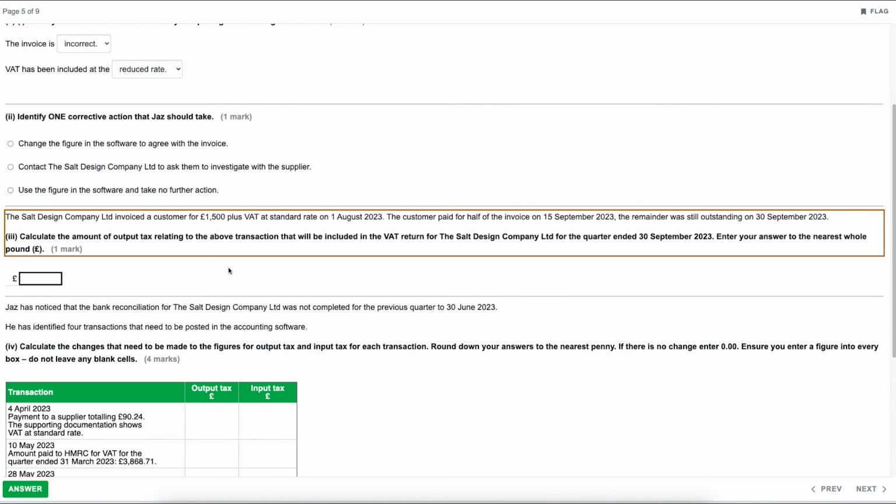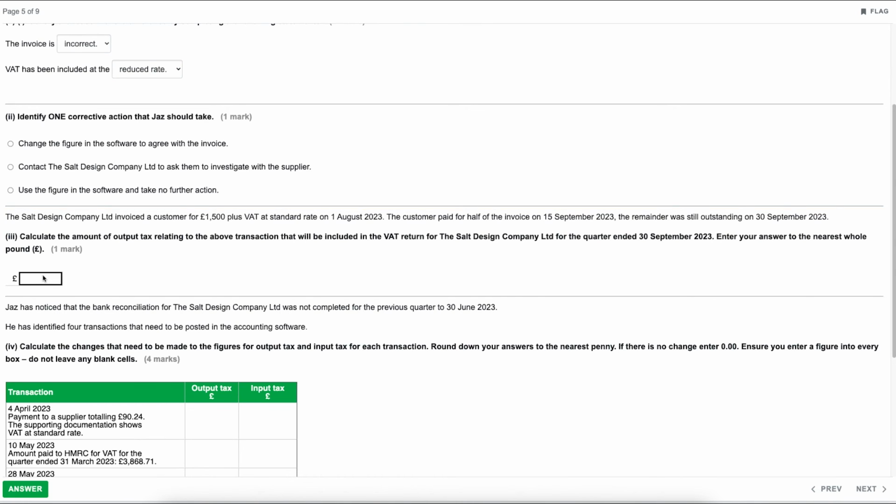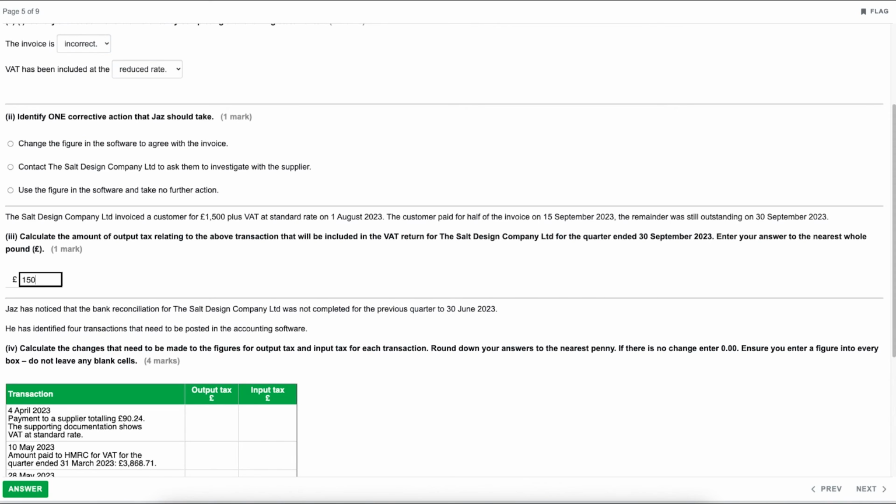20% of 1,500 is 300. Now, because they're on the cash accounting, we would only include, as I said before, half of this amount. So it would be half of the VAT of £300, and therefore, in terms of the VAT return, we would only include £150. Then the remaining 150 would go into the VAT return at the point at which it was actually paid. So the amount of input tax would be £150. And it just wanted this entered to the nearest whole pound.